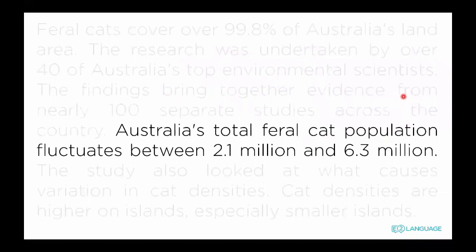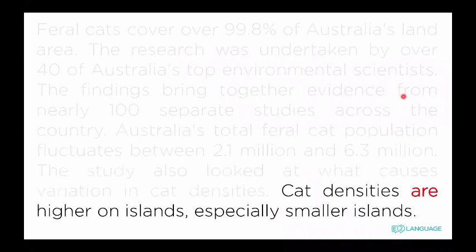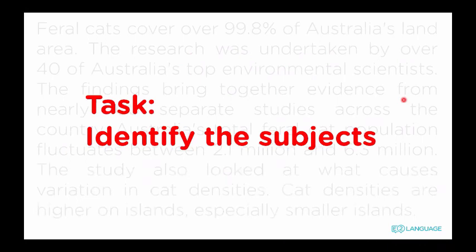Australia's total feral cat population fluctuates between 2.1 million and 6.3 million. The study also looked at what causes variation in cat densities. Cat densities are higher on islands, especially smaller islands. Okay, I left one out. I'm sorry about that, but that's fine. That's a good experience to find the verb. We'll go to Q&A at the end if you have any questions.